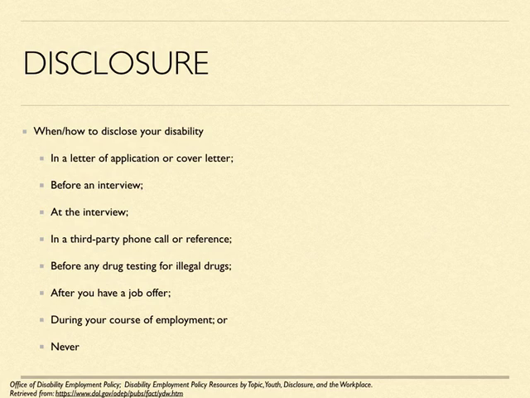Ways to disclose, and you can find more information at the Office of Disability Employment Policy, may be in a letter or an application or a cover letter. It could be before an interview. It can also be at the interview. And also before any drug testing is completed. It could be after you have the job and then requesting the accommodation. Or again, it could be never. It's always the person's decision, and the conversation doesn't have to be awkward with the business. It can be very professional. And again, preparation prior to disclosure and making sure that the job seeker is comfortable is essential.